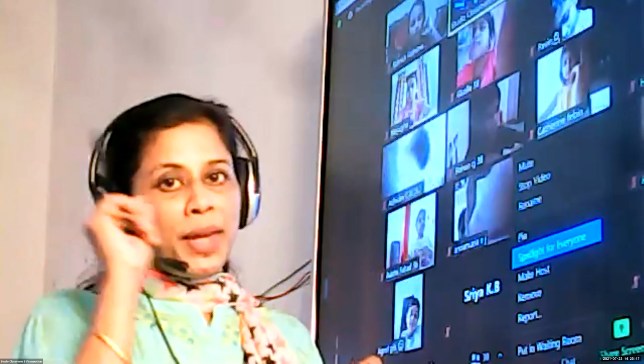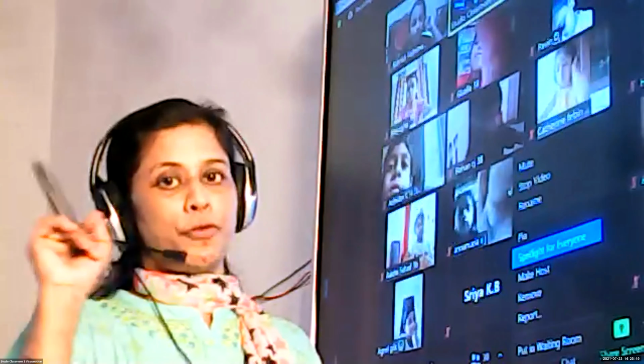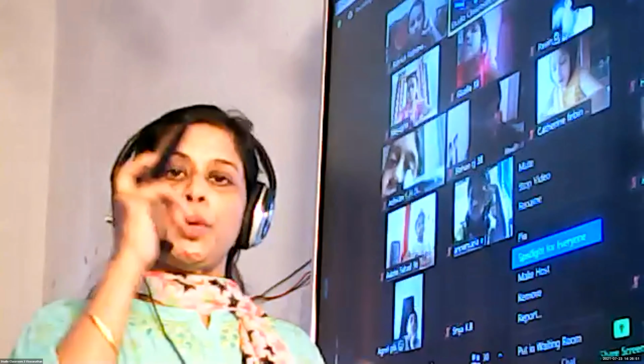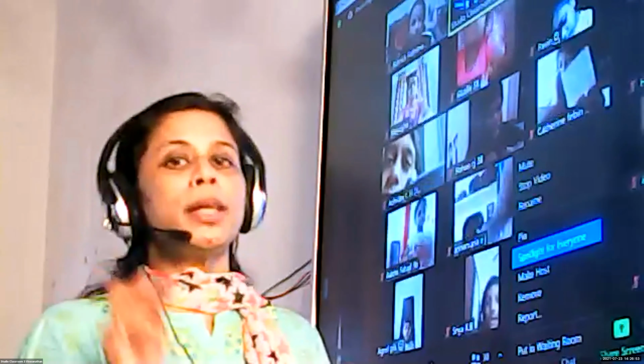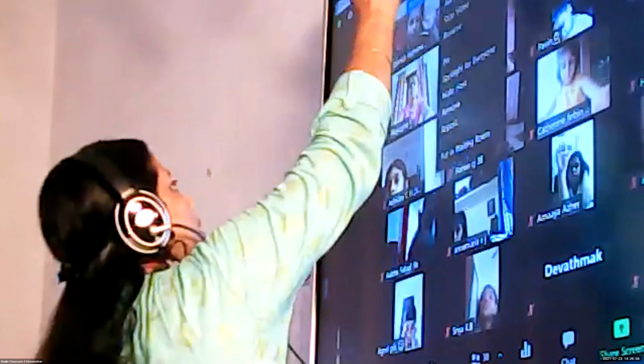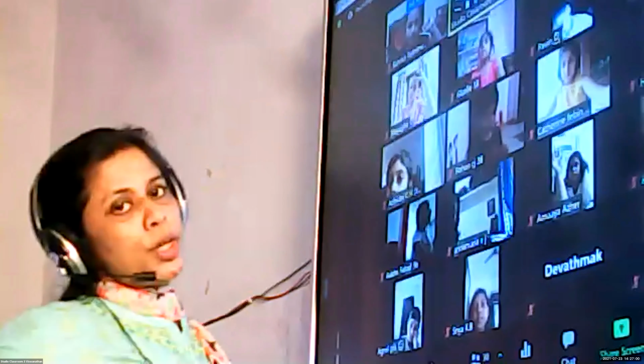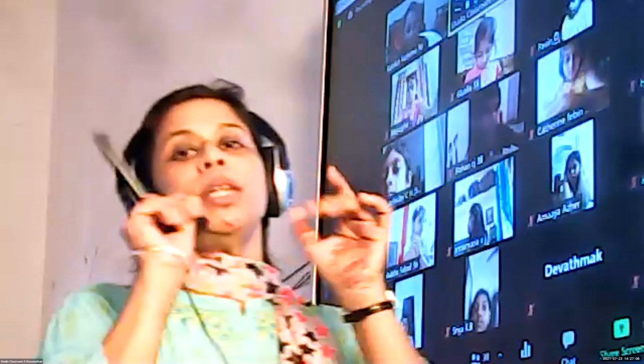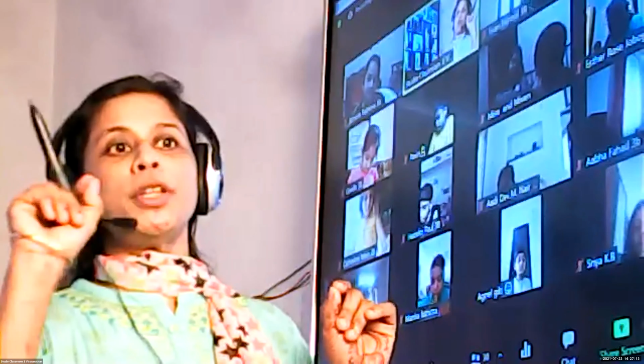Then we have learnt about the different kinds of noun. So we have already completed the common noun, proper noun, and the collective noun. So who can give me the answer? Okay, Saharish, come on. What is a common noun? A common name given to a person, place, animal, or a thing is a common noun. Very good. It is a common name given to a person, place, animal, or thing of the same kind.